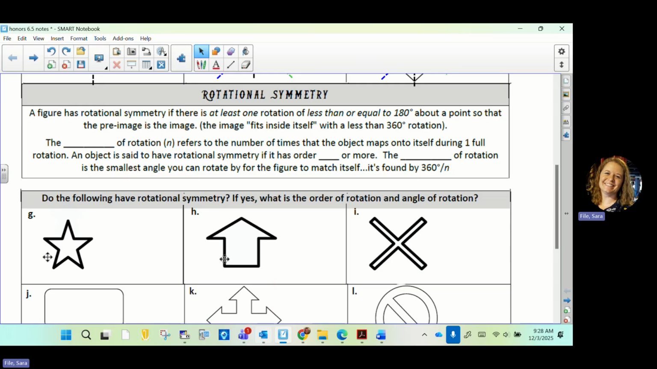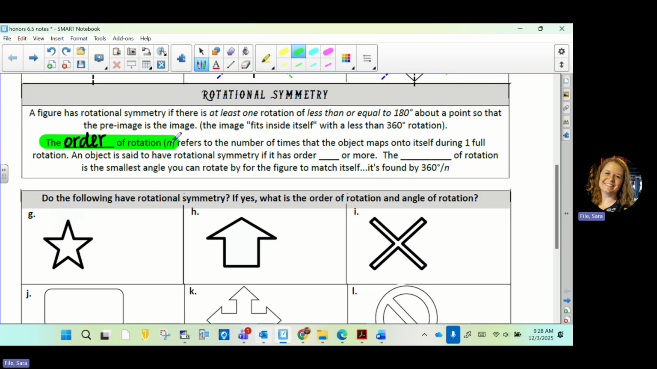You may think of it as the image, the pre-image, or the image fits inside itself within less than a full rotation, less than 360 degrees. So what we call the order of rotation, and we're going to use n as the variable to represent that. So the order of rotation, I'm going to highlight here, n refers to the number of times that an object maps onto itself during a full 360 degree rotation.